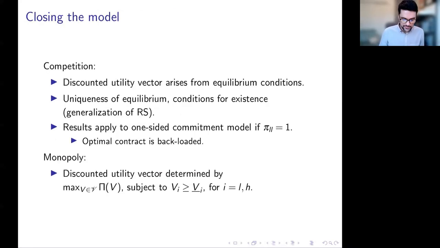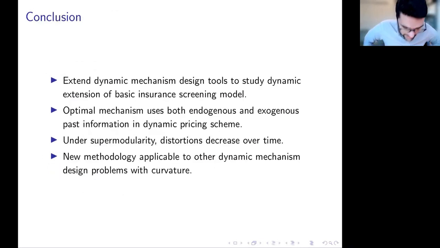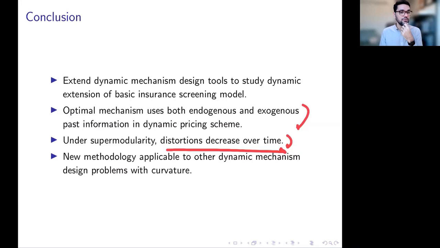So let me just say that these results apply to both the competitive model and to a monopoly model, and conclude by saying that the goal of this paper is to extend some of the tools that we have from the dynamic mechanism design literature to study a quite natural dynamic extension of our classic workhorse problem of dynamic insurance with private risk information. So it highlights how the optimal mechanism will use both endogenously and exogenously generated information that arises in the course of the mechanism. Under the supermodularity property of this appropriately defined cost function, we show that distortions are going to decrease. So these contracts do become more efficient over time.